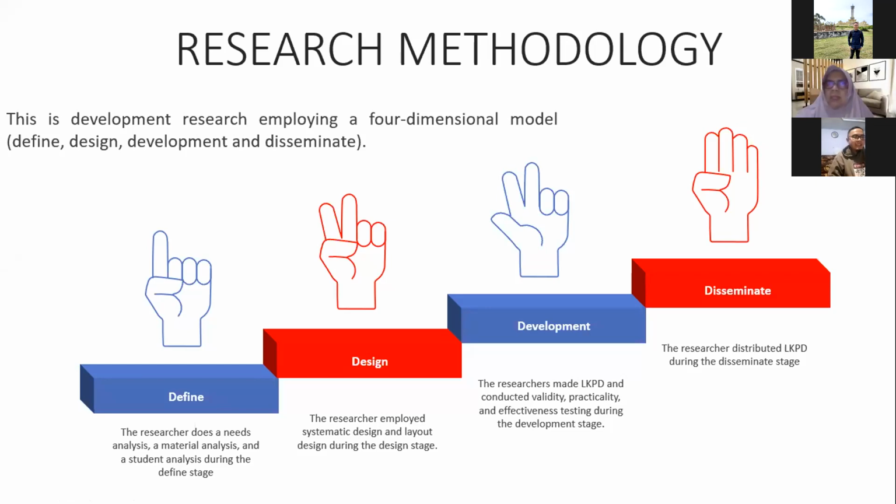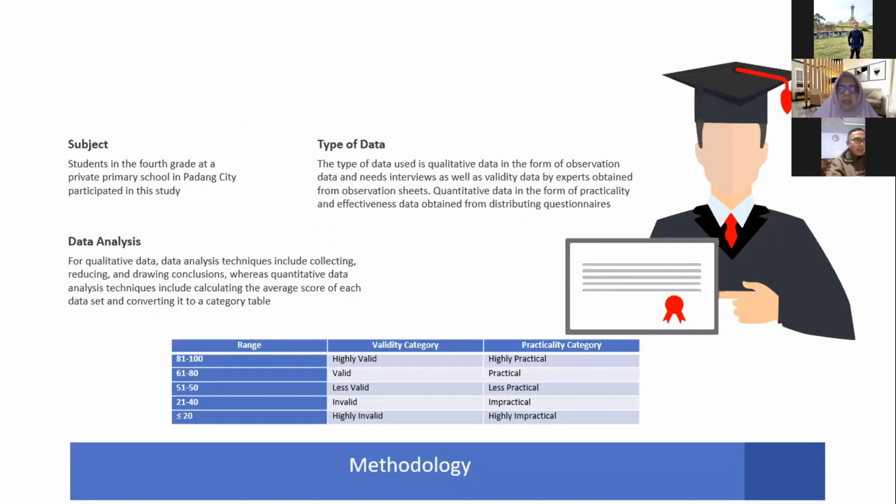The research methodology. This is development research employing a four-dimensional model: define, design, development, and disseminate. For the define phase, the researchers did a needs analysis, a material analysis, and a student analysis. The researcher employed systematic design and layout design during the design stage. The researcher made the LKPD and conducted validity, practicality, and effectiveness testing during the disseminate stage.